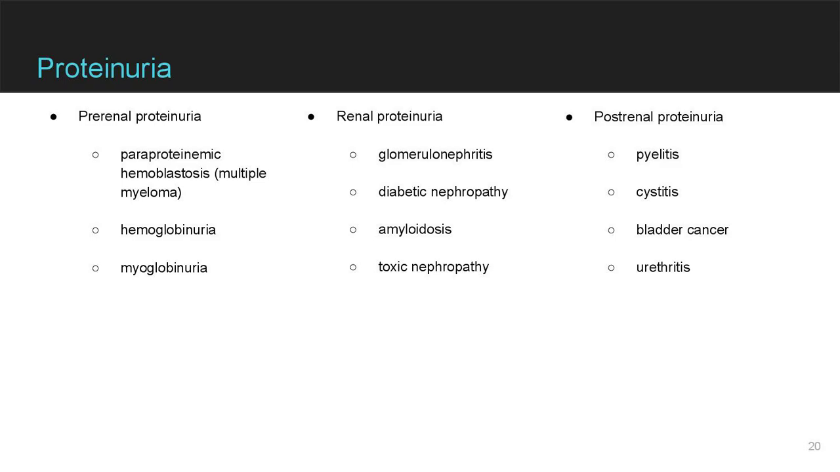Pre-renal proteinuria: paraproteinemic hemoblastosis, like multiple myeloma. That means that this is a situation when patients suffer from a tumor which produces inappropriate antibodies. The second situation, hemoglobinuria, is a situation in which we can find hemoglobin in urine in case of hemolysis, so damage of red blood cells.